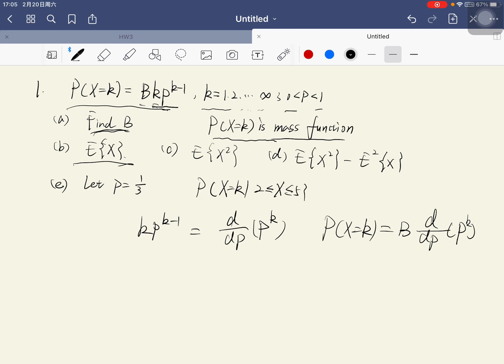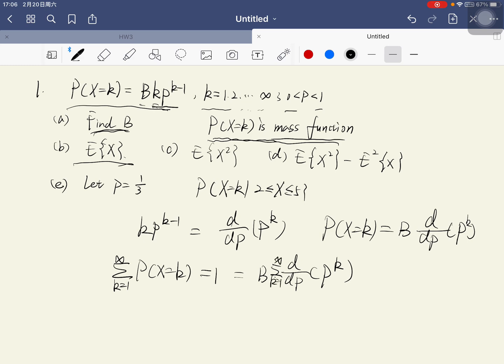And we want to test that this is a mass function, so the sum over k from 1 to infinity of all the probabilities accumulates to 1, and it equals b times the derivative of the sum over k from 1 to infinity of p to the power of k. And we want to compute this accumulated function, so we could put it into the derivative.